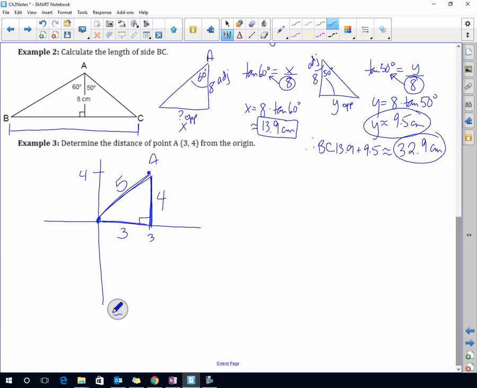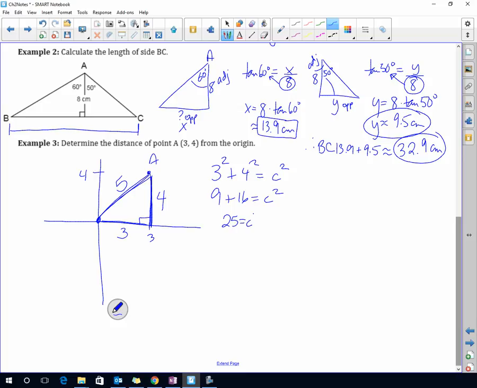If you don't understand where I got that from, you use the Pythagorean Theorem and go 3 squared plus 4 squared equals c squared. 9 plus 16 equals c squared. 25 equals c squared, so c is 5. But anytime you have two legs that are 3 and 4, the hypotenuse has to be a 5.